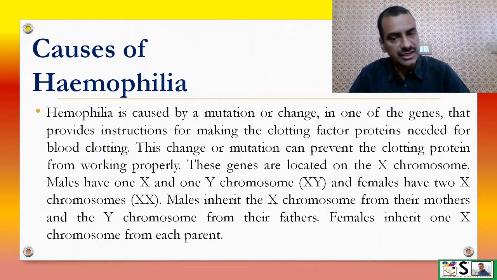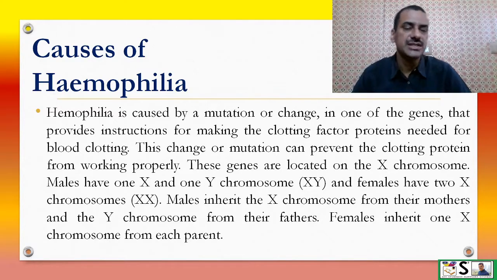Males have only one X chromosome and one Y chromosome, XY, and females have two X chromosomes, X and X. Males inherit the X chromosome from their mother and the Y chromosome from their father, and females inherit one X chromosome from the mother and another X chromosome from the father.